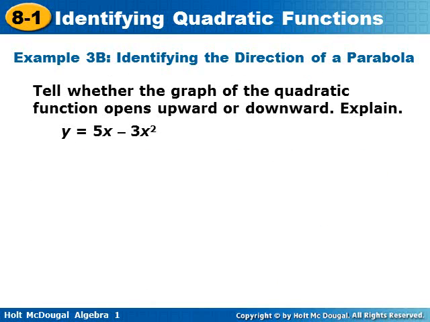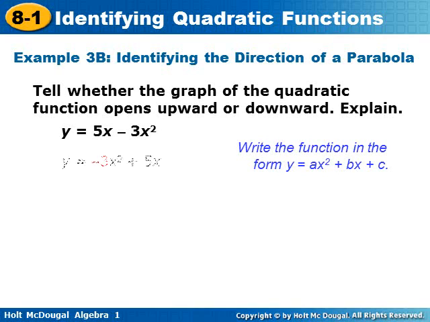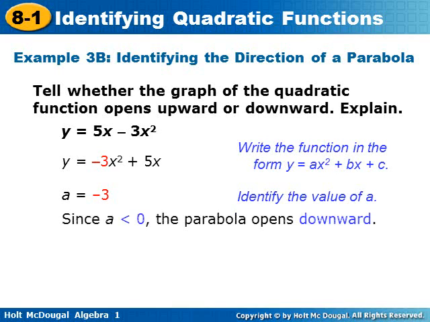Tell whether the graph of the quadratic function opens upward or downward. Explain. y equals 5x minus 3x squared. So you need to write the function in the form y equals ax squared plus bx plus c so that we can identify if the a value is positive or negative. When you rearrange the order, you would write it as y equals negative 3x squared plus 5x. So a is equal to negative 3, and that's a negative number or less than 0, so the parabola will frown or open downward.